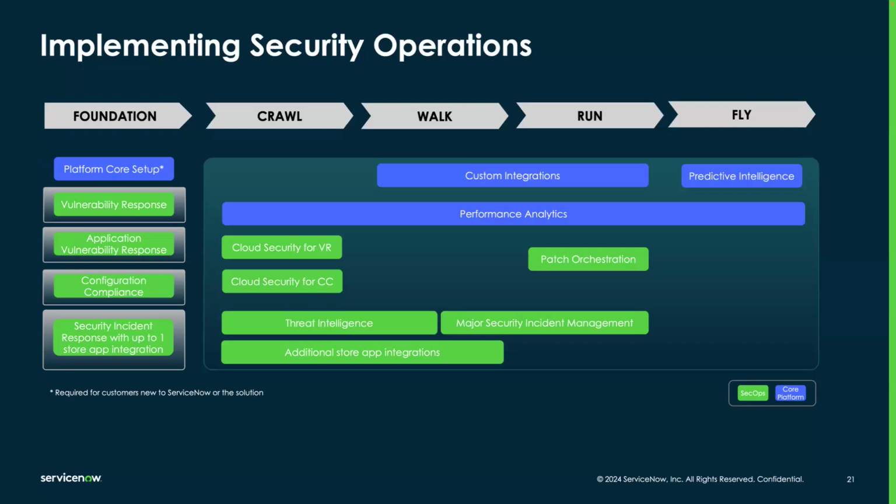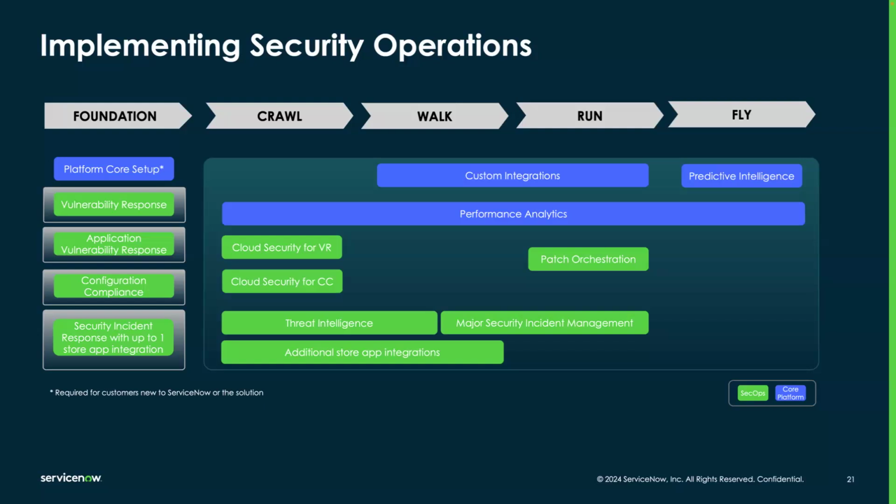And this is showing a high level crawl, walk, run, fly model, which really depicts that graduated approach to implementing, where you're focusing on getting the right foundations in place first. So, starting with things like getting the right data coming in, having your platform core setup, so things like roles and groups set up for whatever scope you're starting with. So maybe it's vulnerability response, application vulnerability response, configuration compliance, security incident.